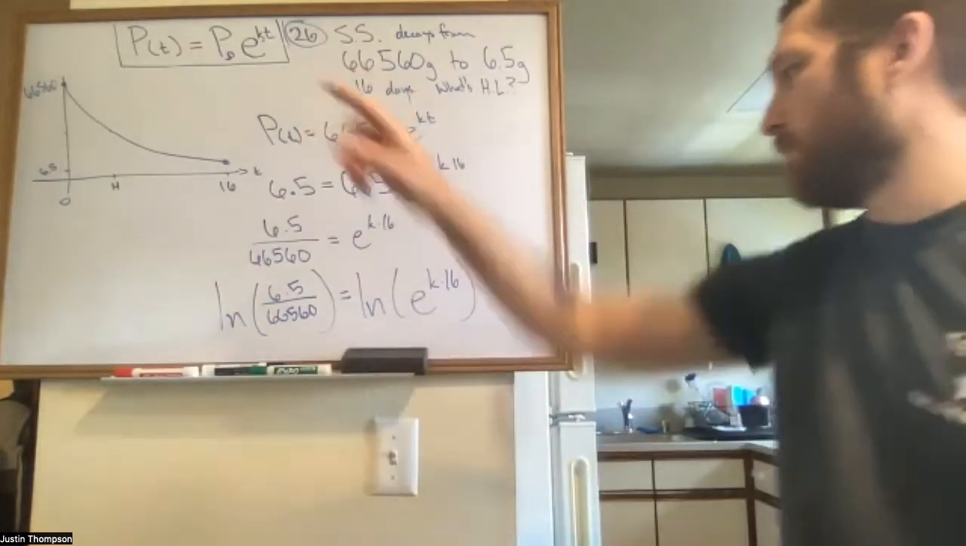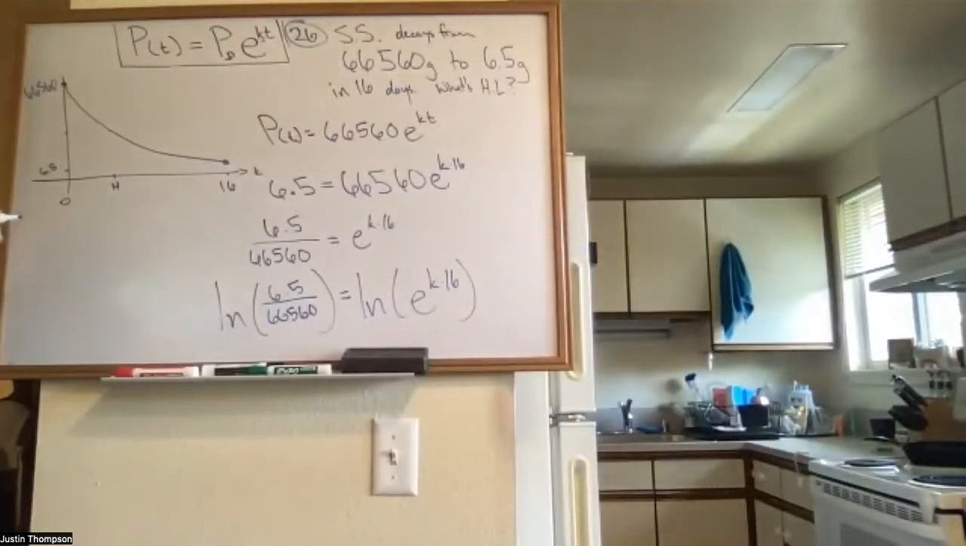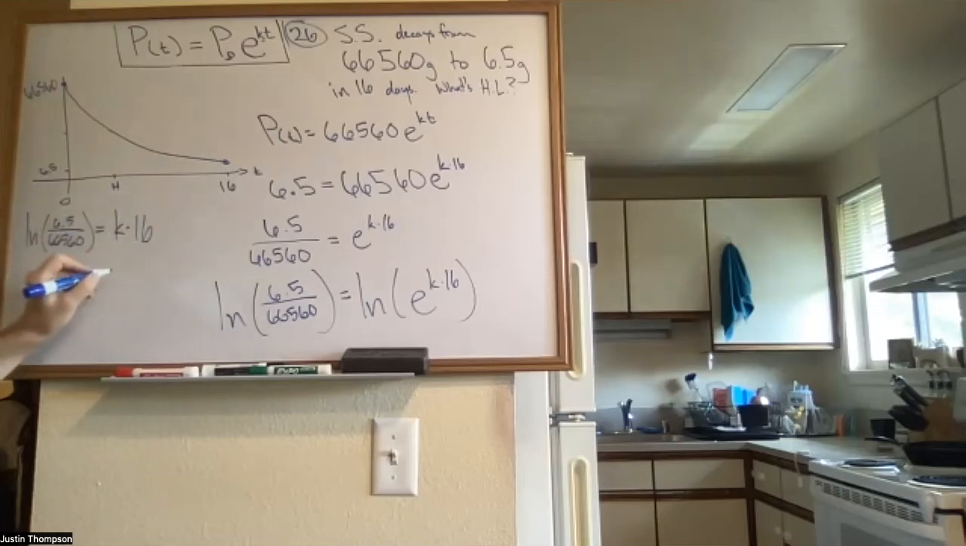And I'm going to finish this up over here so that the natural log of 6.5, 66560 is equal to k times 16. So that k is equal. And this is, you could see, the same game as we played pretty much all day. There's my k. I have my P0. I have my k. I should be able to answer any question that they want.